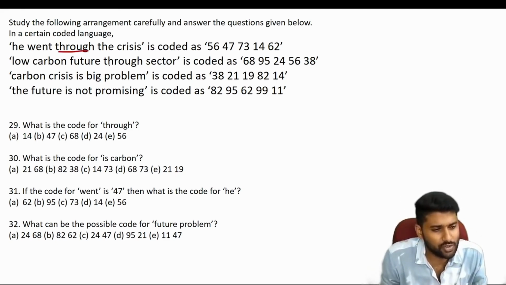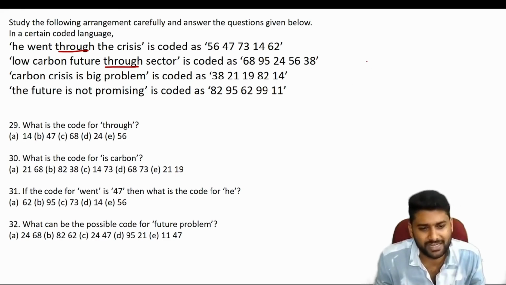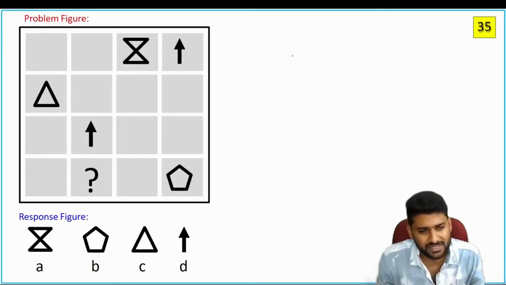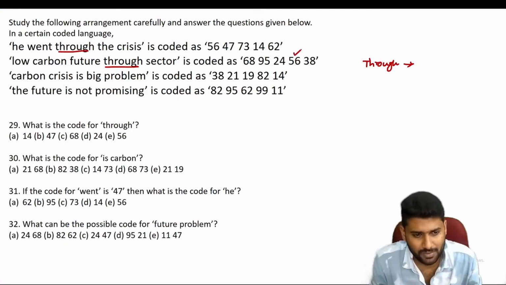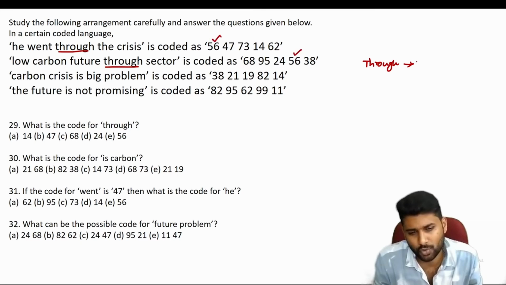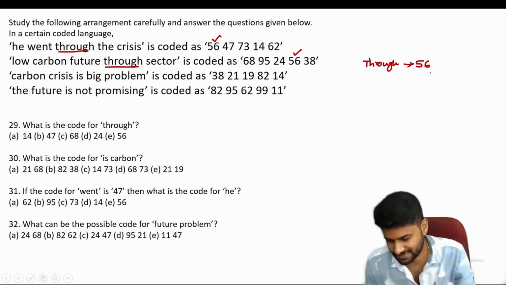So through is common, okay. But again check it out. He went through the crisis. So nothing else is common. Now you will get the code language for through. So what is the code language for through? Which one is common here? 56, 47, 73, 14 and 62. Which number is common in the first and second statement? Now see here, 56 is the common. Code language for through is 56.